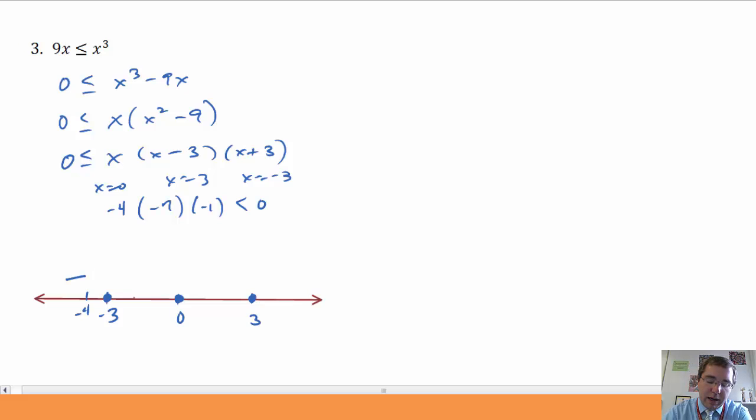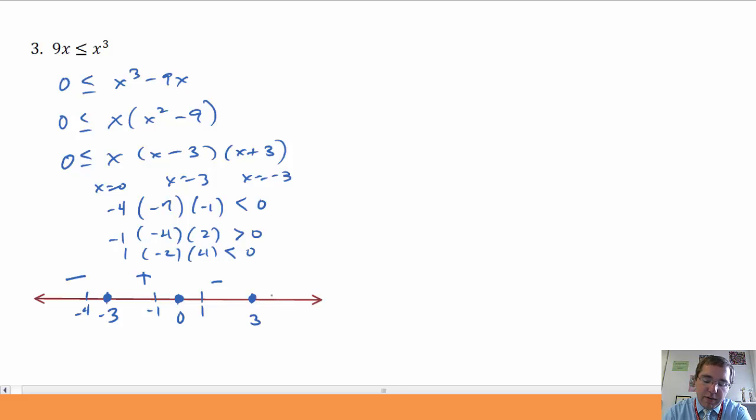I'll pick a number between negative 3 and 0. How about negative 1? So at negative 1, is it going to be positive or negative? I've got negative 1 times negative 1 minus 3 is negative 4, times negative 1 plus 3, which is positive 2. So this is going to be positive. Negative times a negative makes a positive, times another positive is a positive. I'll pick a number between 0 and 3. How about 1? That will give me 1 times negative 2 times 4, which is negative. So everything between 0 and 3 would make this inequality not work, because I want it to be positive.